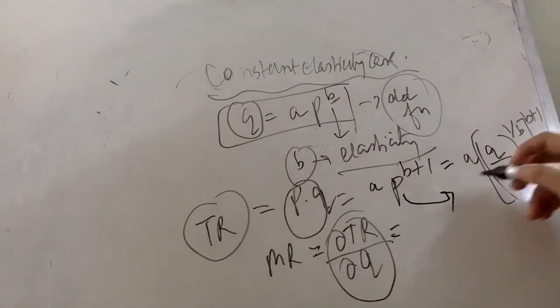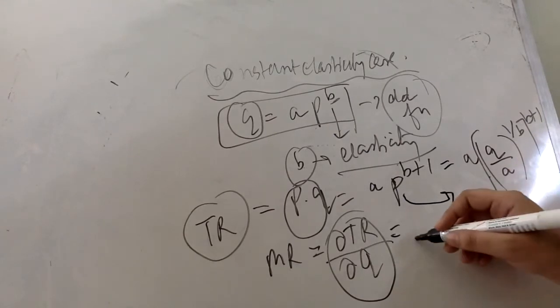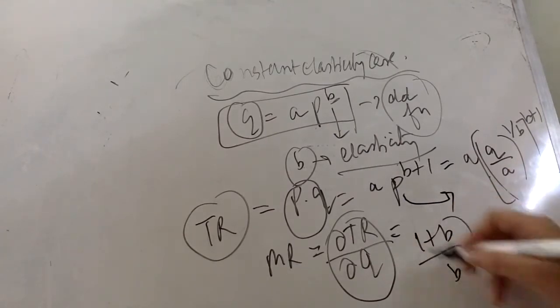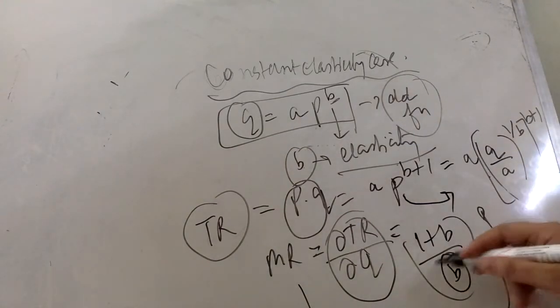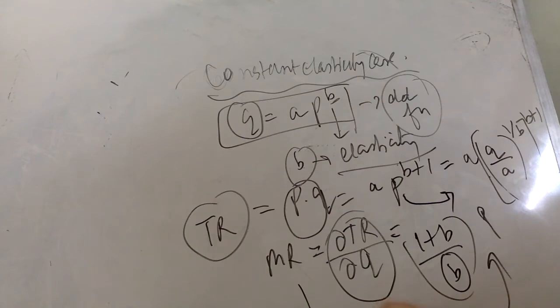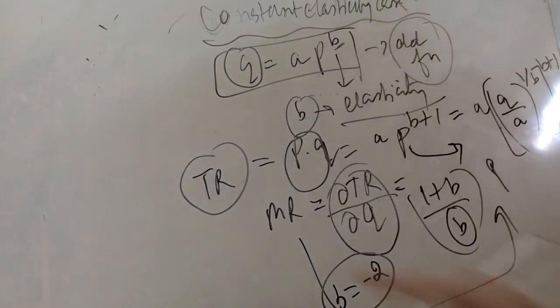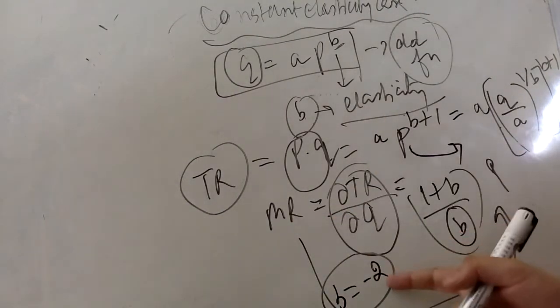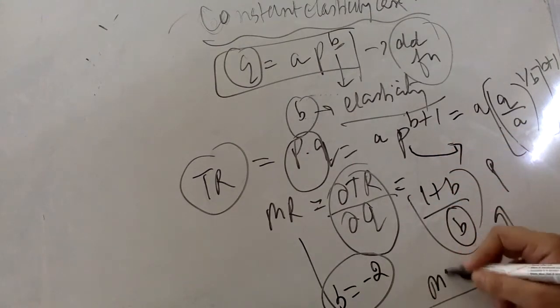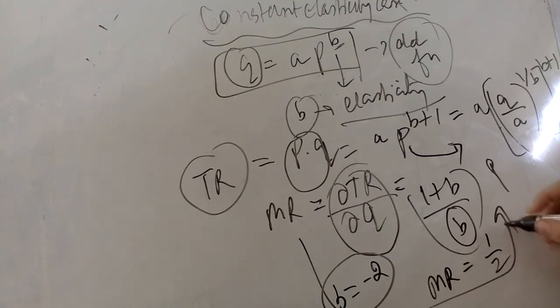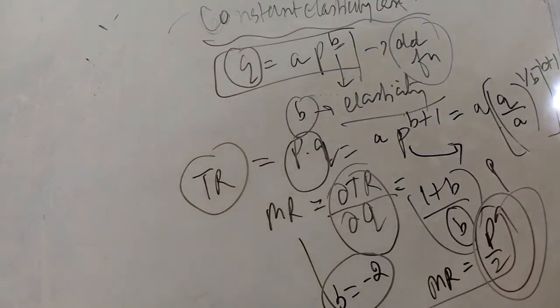So now you differentiate total revenue with respect to quantity, and we get MR equals (1 plus B) upon B times P. This is the value of MR. So we can see that MR is proportional to the price. Now given different values of elasticity, say B is some given number, say B equals -2, then we will get to know by what proportion MR is proportional to the price. If B is -2, this value becomes -1 by 2, so MR becomes equal to 1 by 2 times price. So MR is exactly half of the demand.